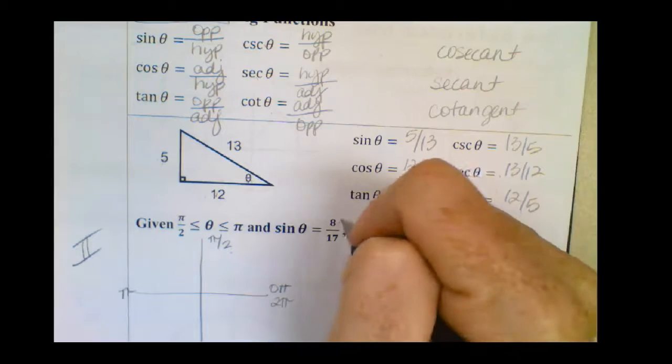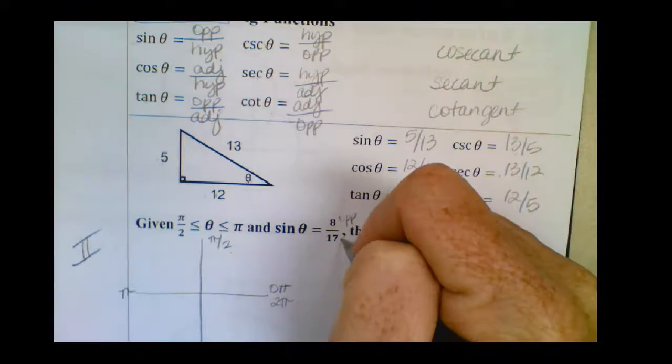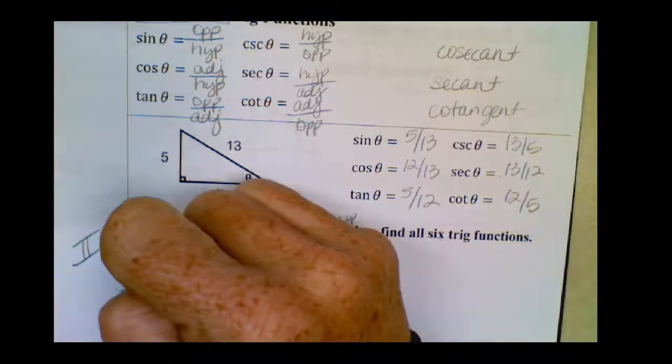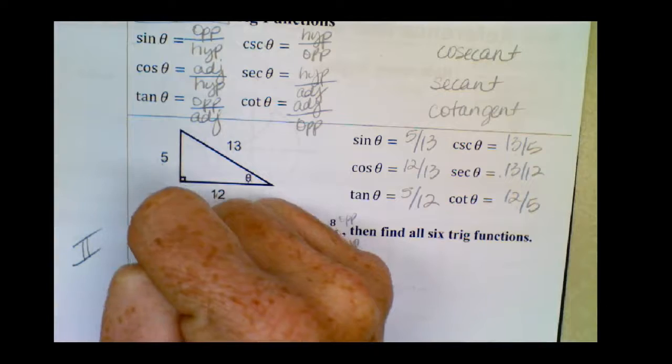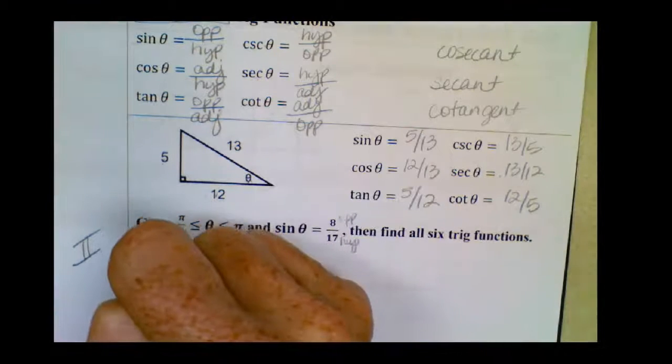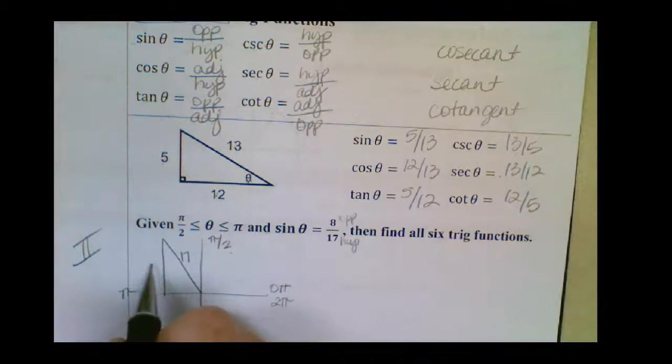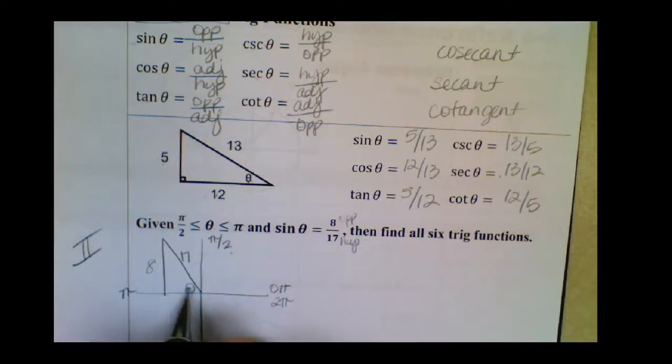And I know that this means that this is my opposite over hypotenuse. So I know that my radius coming out is going to be the 17. And then that height, since that's my sine, is going to be 8. And my theta will be down here. So our horizontal measurement is going to be negative because we're now left of center, right?